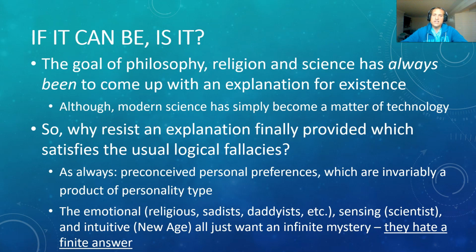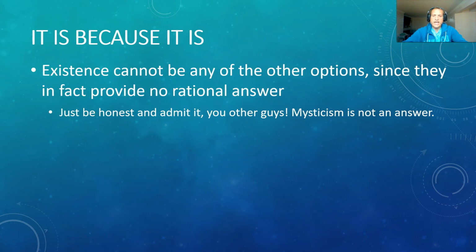So for the INTJ types, what gives us the sense of awe is comprehending it rationally, comprehending it with our mind. So existence cannot be any of the other options, since they in fact provide no rational answer. Of course the other types reject a rational answer anyway. They're not looking for a rational answer. They want an emotional answer or a mystical answer that actually can't be understood. So the rational answer is really limited to the INTJ and closely related types.